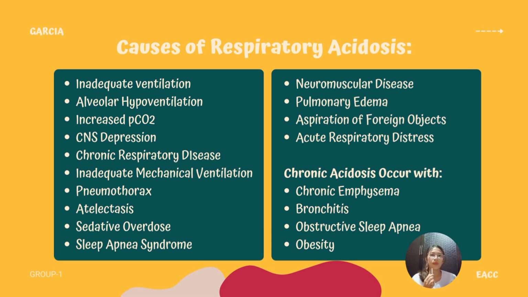Sedative overdose, sleep apnea, which is nangyayari kapag yung smooth muscle na nagsusupport ng soft tissues natin sa throat is nag-relax, nagnanarrow yung airway, or nagko-close kaya momentarily nakakacut off yung breathing. One of the causes naman kung bakit nangyayari to is because of obesity na nakalagay sa chronic acidosis. And then, neuromuscular disease, pulmonary edema, ito yung may abnormal buildup ng fluid sa lungs. Aspiration of foreign objects, nangyayari ito kapag accidentally may na-inhale na object yung bata and na-reach yung respiratory tract. And then, acute respiratory distress. And ito naman yung mga causes kapag nag-occur na yung chronic respiratory acidosis: chronic emphysema, bronchitis, obstructive sleep apnea, and obesity.